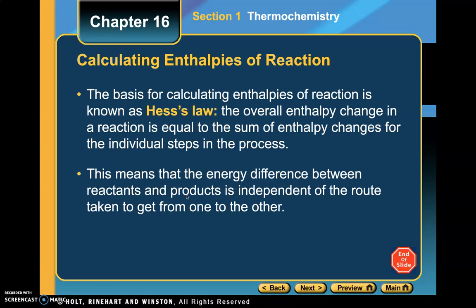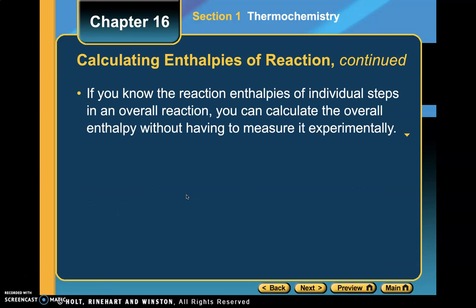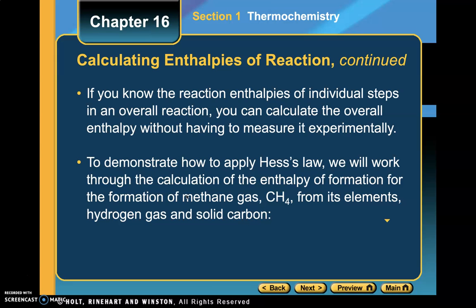Cool. Notice down below it points out that the energy difference between the reactants and the products is independent of the route that is taken to get there. Okay. So Hess's law basically says that given information about the intermediate parts, we can add that up to make it the sum of the whole process. So again, if we know the enthalpies of reaction for each of the individual steps, then we should be able to apply Hess's law to calculate it all, right?